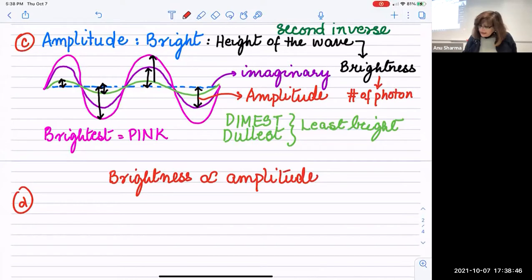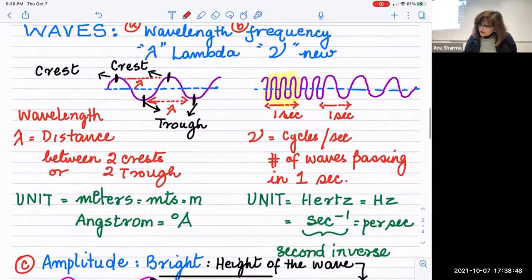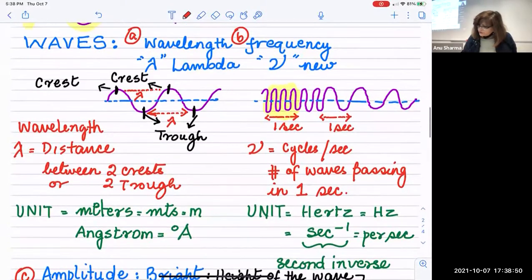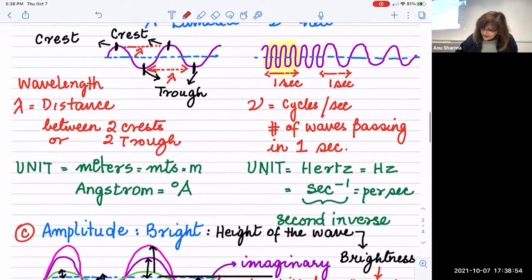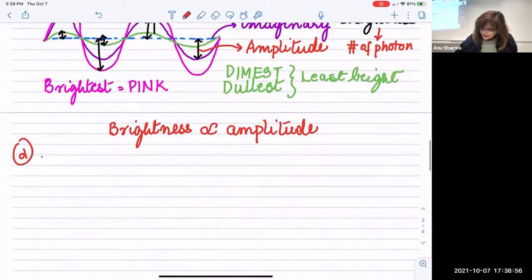Now, another relationship that we have not covered here, which I'm going to just finalize now, the relationship between frequency and wavelength. Relationship between frequency and wavelength.